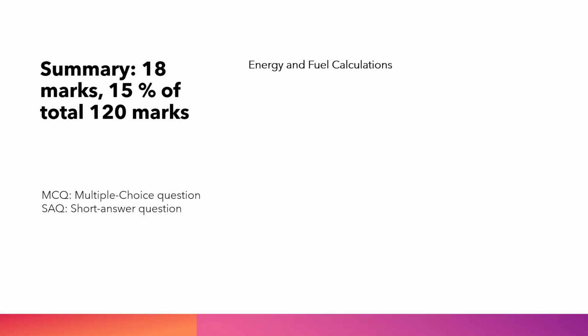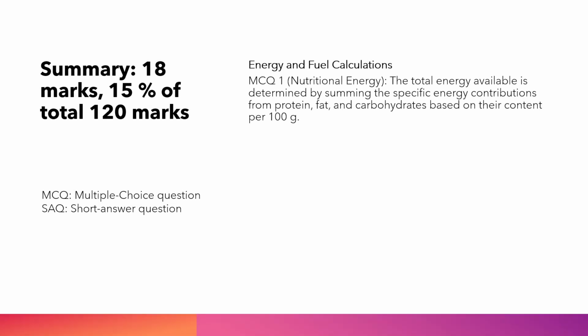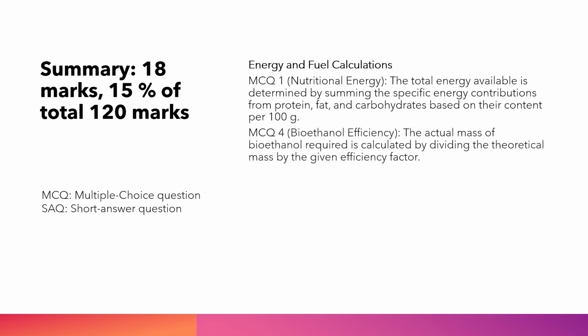Energy and fuel calculations. MCQ 1. Nutritional energy. The total energy available is determined by summing the specific energy contributions from protein, fat, and carbohydrates based on their content per 100 g. MCQ 4. Bioethanol efficiency. The actual mass of bioethanol required is calculated by dividing the theoretical mass by the given efficiency factor.